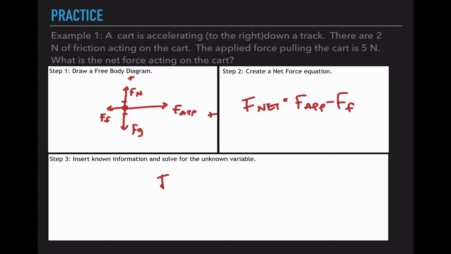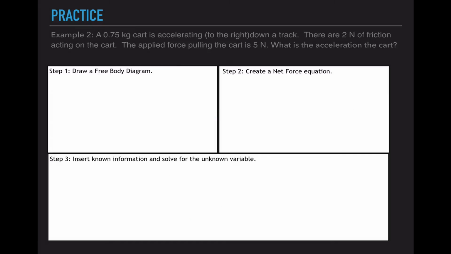So F net is our unknown, F applied is 5, and F friction is 2. So F net is 3 newtons. So that's a simple, harder problem. We're using multiple forces, but we just had to solve for F net. So now we're going to take that same example and take it a step further.